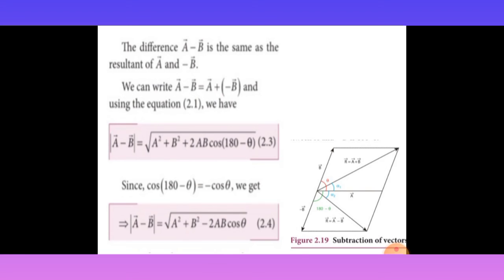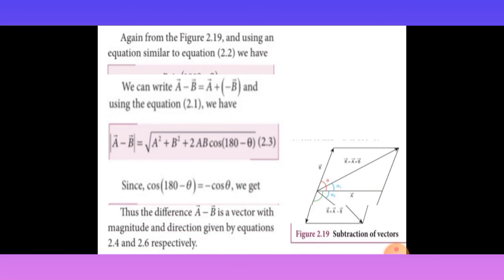Since we know that cos 180 degree minus theta is equal to minus cos theta, substituting in this equation we get modulus of a vector minus b vector is equal to square root of a square plus b square minus 2ab cos theta. Okay, so cos 180 degree minus theta is minus cos theta, substituted in this equation gives square root of a square plus b square minus 2ab cos theta.